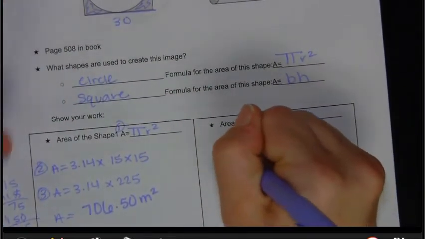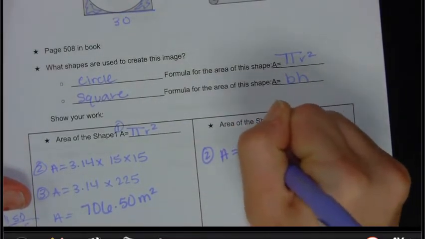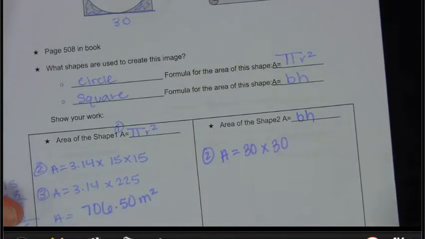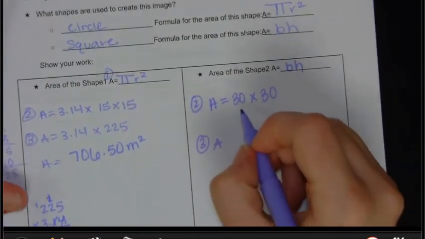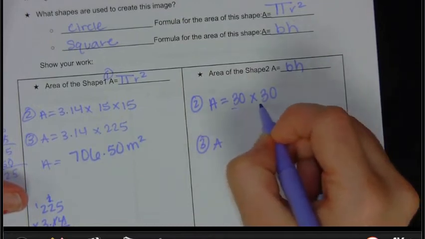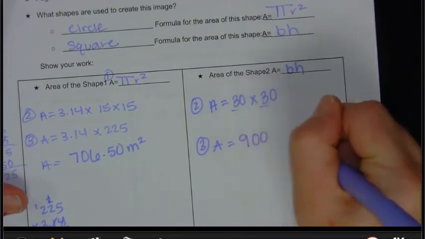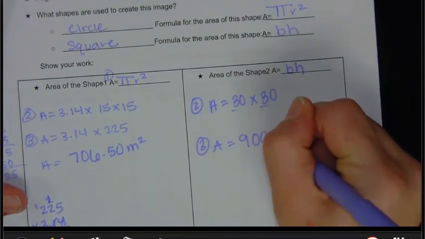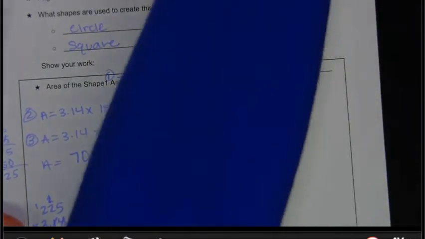Okay, so step 2, fill in as much information as I have. So 30 times 30. Okay, step 3 is to solve. Well, I'm going to teach you a trick here. When multiplying with tens, I multiply the first two numbers together. So 3 times 3 is 9. And then add the number of zeros that I have. So 900 meters squared. Okay, 900 meters squared.